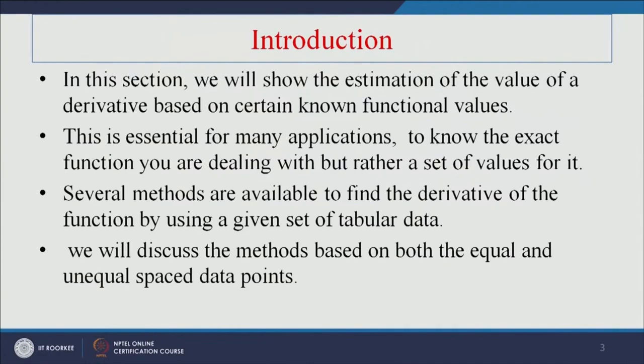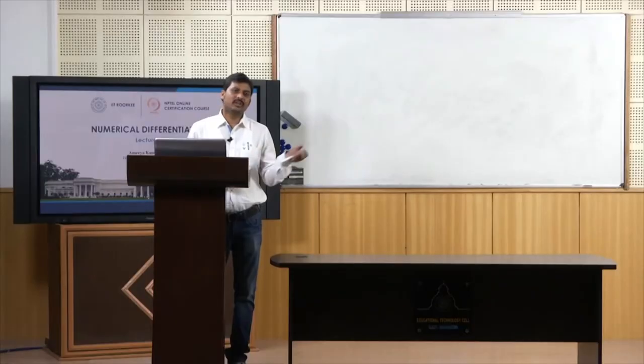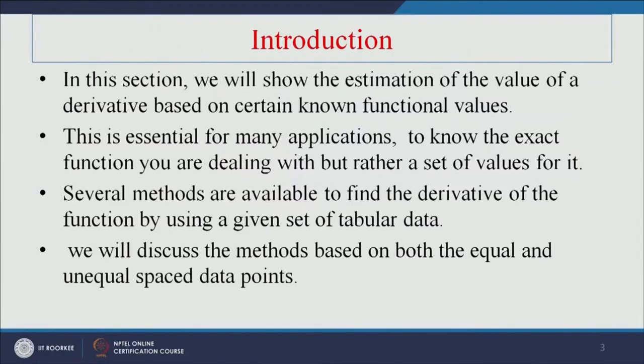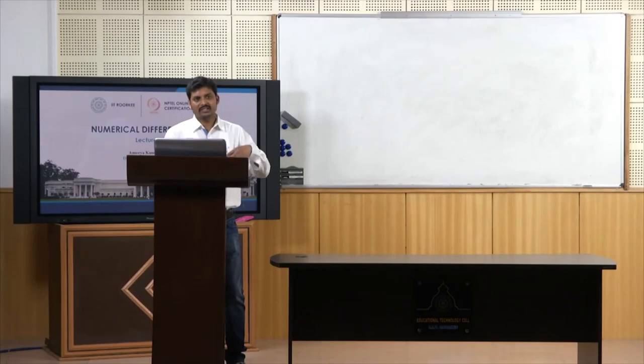In this section, we look at the estimation of the value of a derivative based on certain known functional values. Certain values are always given, and at those points we usually evaluate the derivatives. Sometimes the exact function is not known to us, so we can approximate this function by a polynomial, evaluate the derivative of the polynomial, and then say that the derivative of the function can be represented in this form.